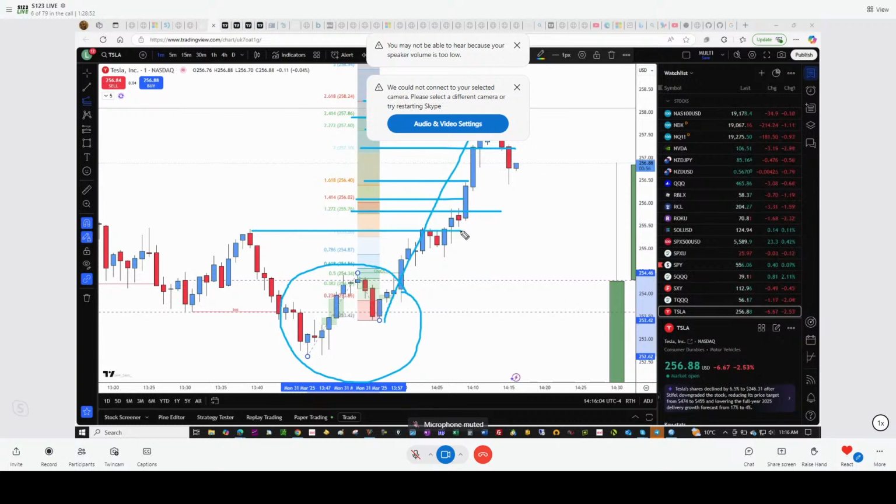Previous high. Really nice setup here. So from here at 253.5, you say we got to 256.5. That's 3 points, not bad. Take it.